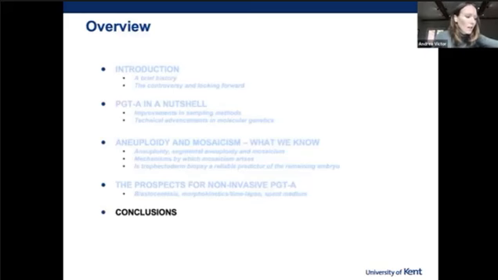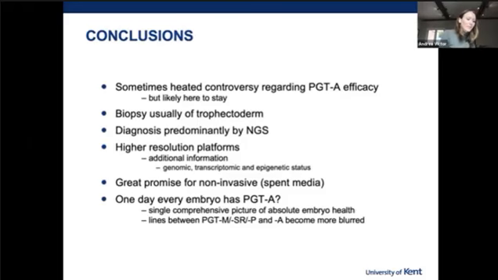So just to quickly sum things up. There is still heated controversy on the efficacy of Pgta, but it's likely here to stay. Biopsy, usually of the trifecta. Diagnosis is predominantly by NGS, and higher resolution platforms have really provided us new insight and given us a lot to think about, and probably moving forward, only more things to consider. There's great promise for non-invasive Pgta, especially spent media. And who knows, maybe one day every embryo will undergo some form of Pgta as a snapshot for the overall health or implantation potential of an embryo.